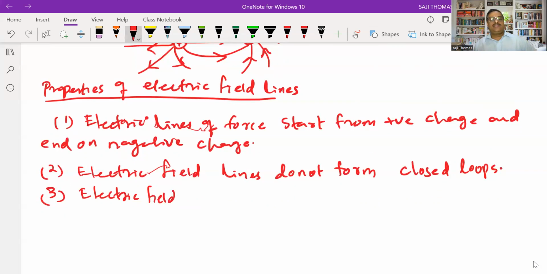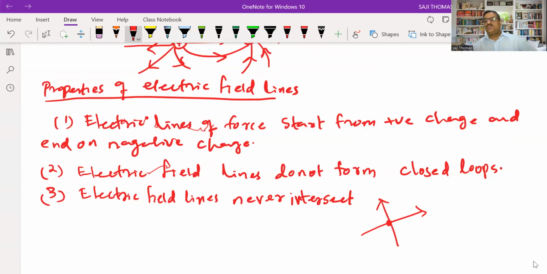Electric field lines never intersect. If they intersect like this, at this point there are two directions of electric field. It is not possible. What is the reason? If electric field lines intersect at one point, there will be two directions for the electric field at that point, which is not possible.